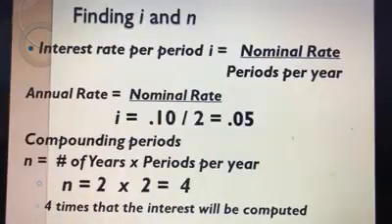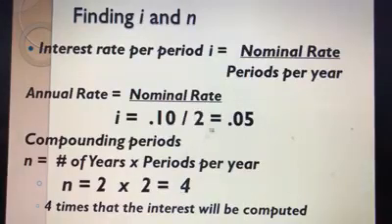So with regards to our example, our nominal rate or our annual rate is 10%, and the periods per year, since it is semi-annually, is 2. We have the interest rate per period, or the value of I, as 5%. And the total number of compounding periods would be 2 years times the number of periods per year, which is 2, is equal to 4.